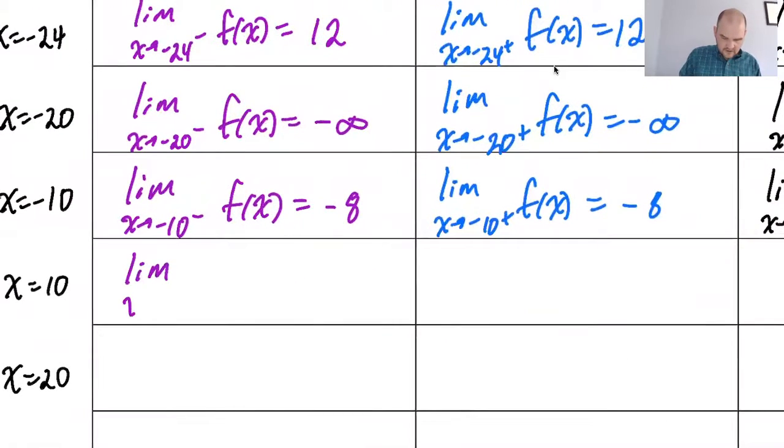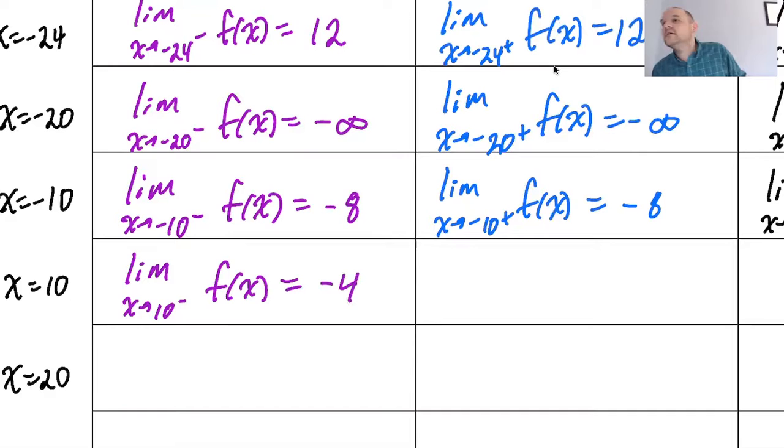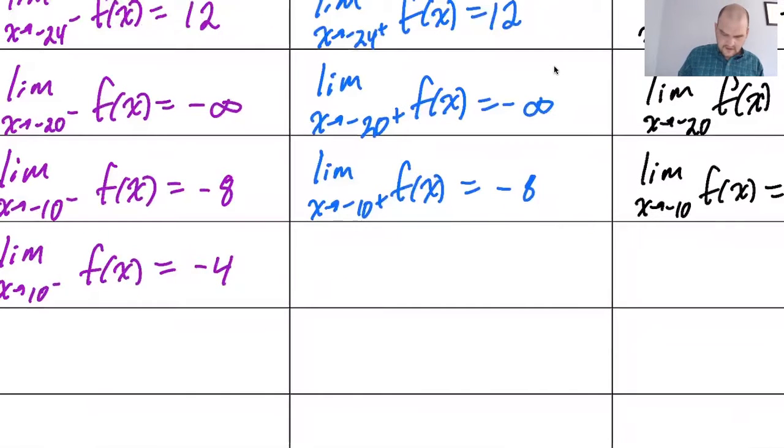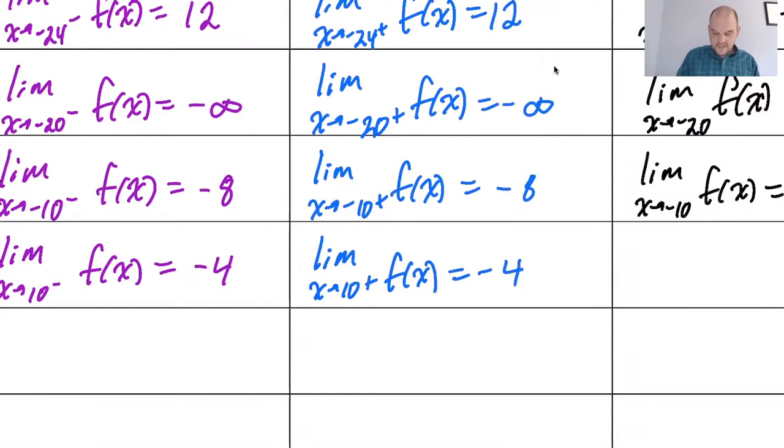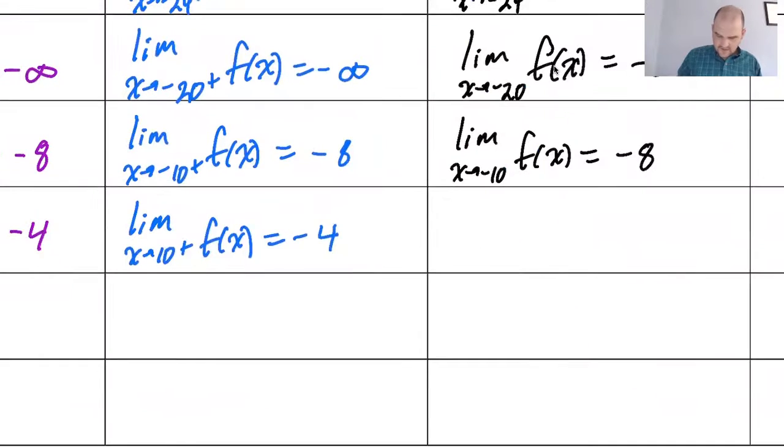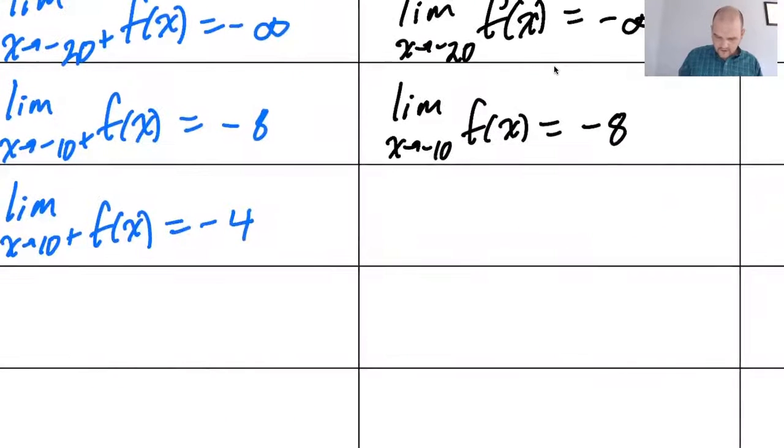The limit as x approaches 10 from the left of f of x is, I think it was negative 4. Yes, it is. And then the limit as x approaches 10 from the right of f of x is also negative 4, which means the limit from the left equals the limit from the right, which means the limit exists. So the limit exists, and is negative 4.